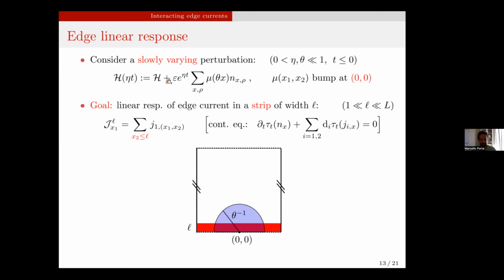So I'm introducing a small perturbation, extensive one, which is slowly varying in time and slowly varying in space. This n of x is just a density operator, and this mu of x is just a bump function at the point 0. It's a potential, if you want, that couples to the density. And I'm stretching this bump by enlarging its support by scaling the argument by theta. Okay, so think of this big region here to be the support of this perturbation, and that's where my perturbation is at.